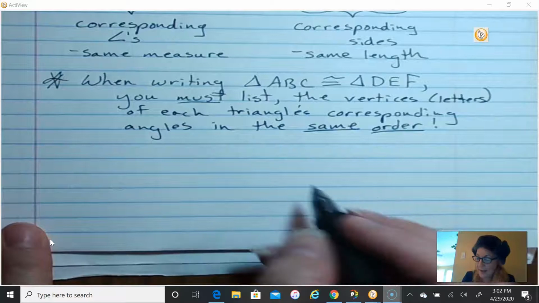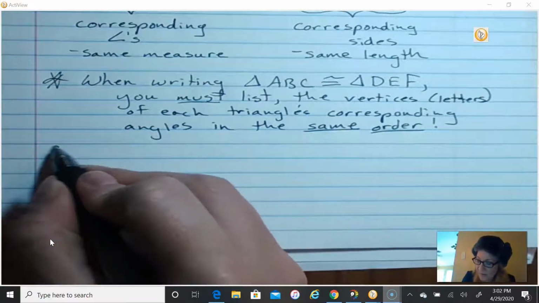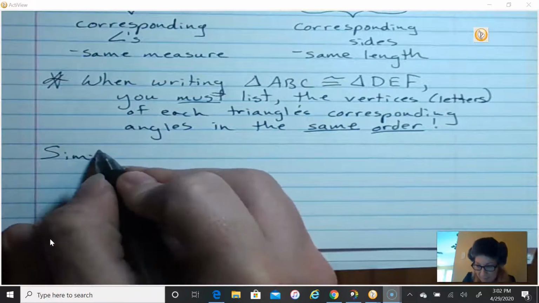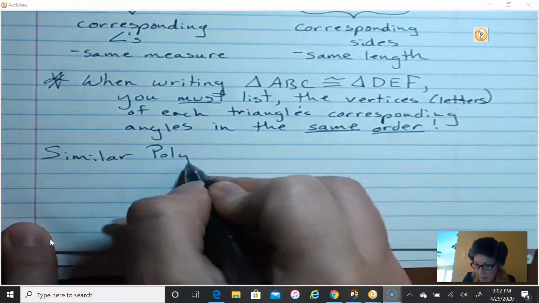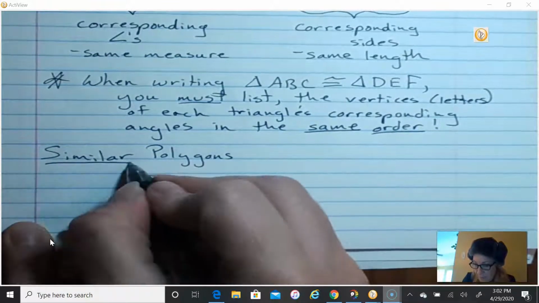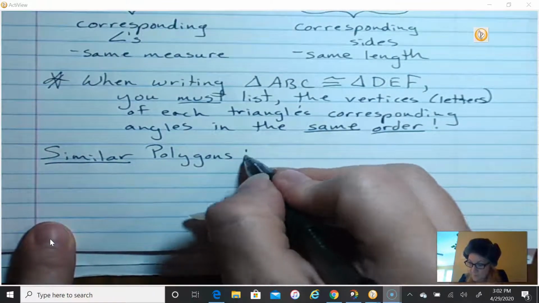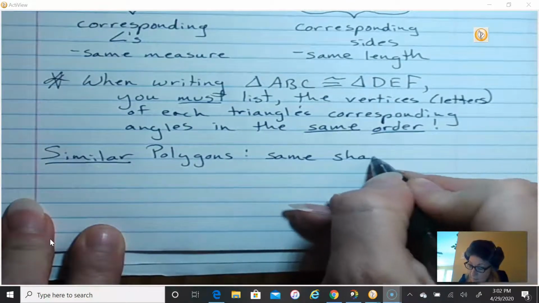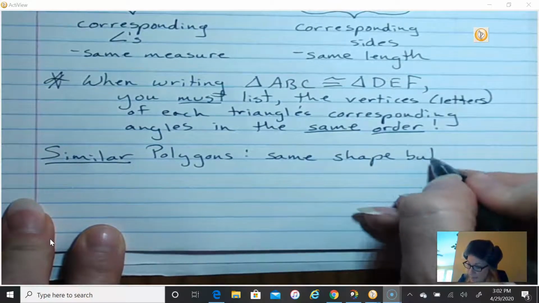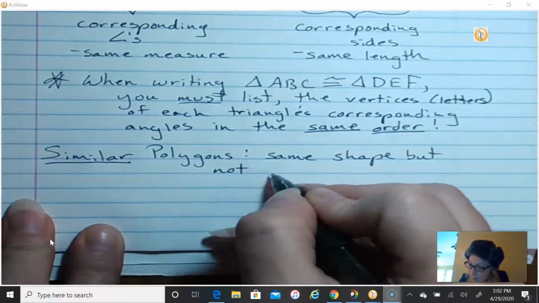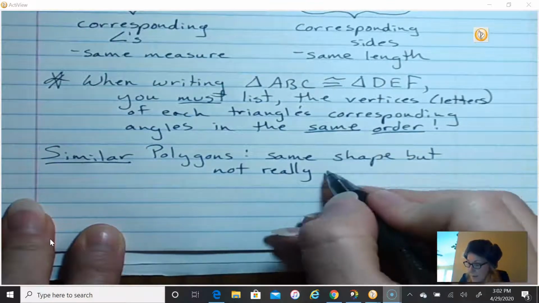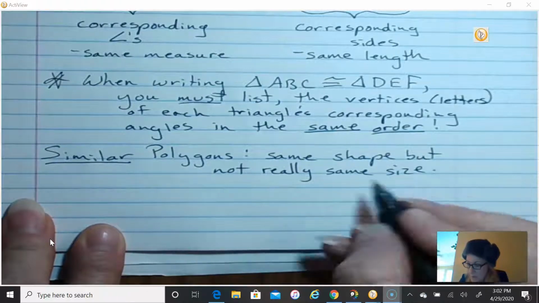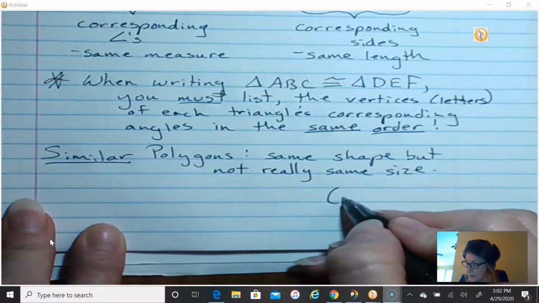All right. Next, similar polygons. You just got through learning congruent polygons. Now we're learning about similar polygons. Okay? They have the same shape, but not really the same size. That symbol looks like this.